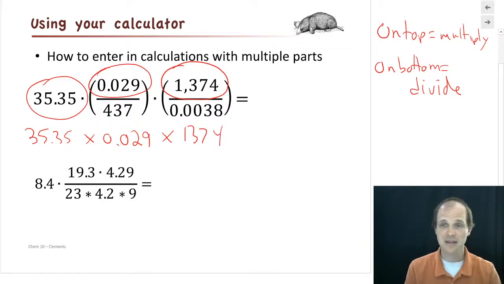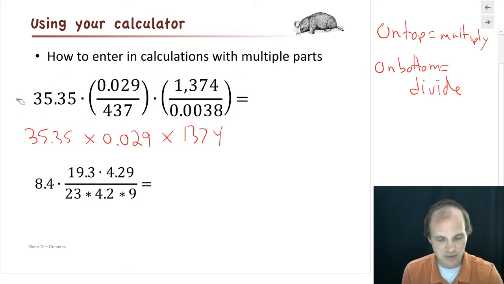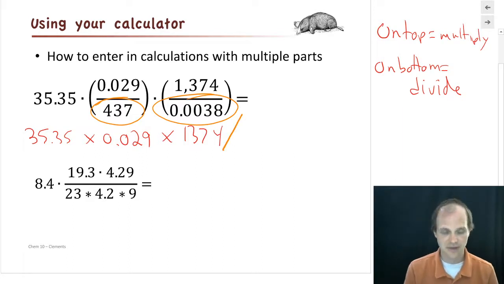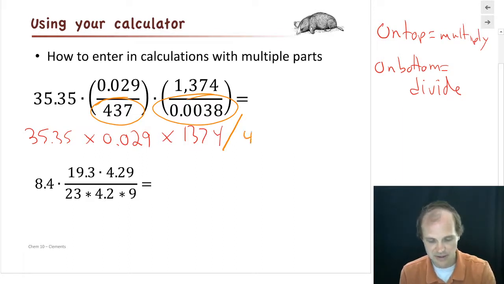And I'm not going to hit enter here and write down a number. I'm just going to keep going and then divide by everything that's on the bottom. And so everything that's on the bottom looks like this, which is 437 and 0.0038. And so everything on the bottom gets a divide. And you're going to see what I mean by that in just a moment.